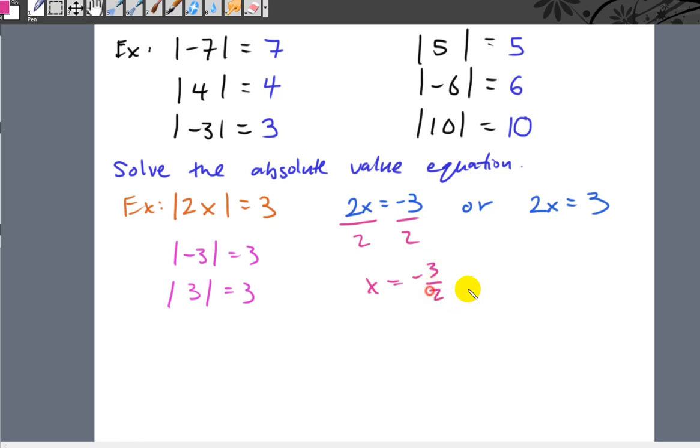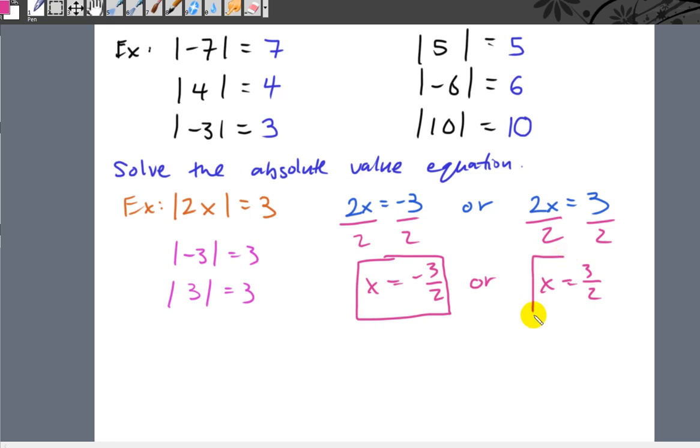x is -3/2. Or, for the other equation, we can divide by 2 and x is 3 over 2. Very simple. So x is negative 1.5 in decimal, and x is equal to positive 1.5. That's your first basic example. Now we're going to do another example.